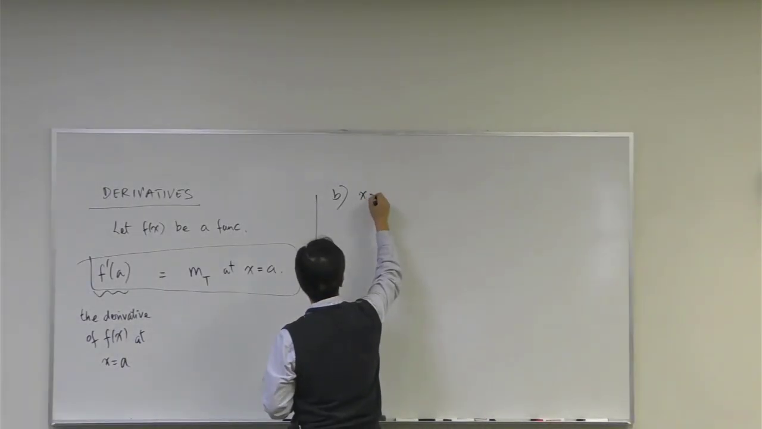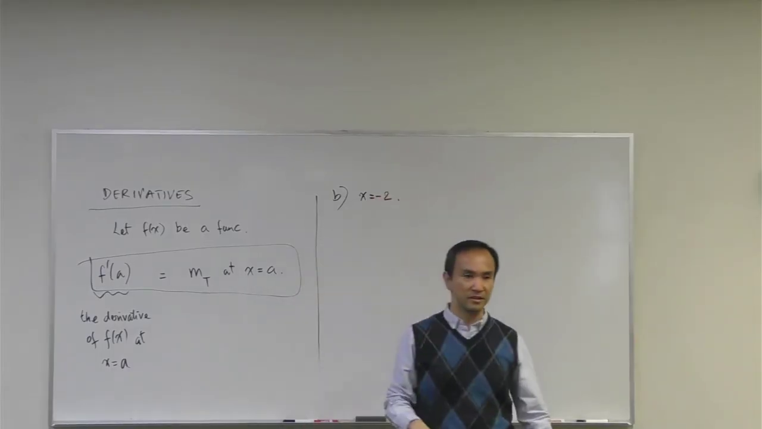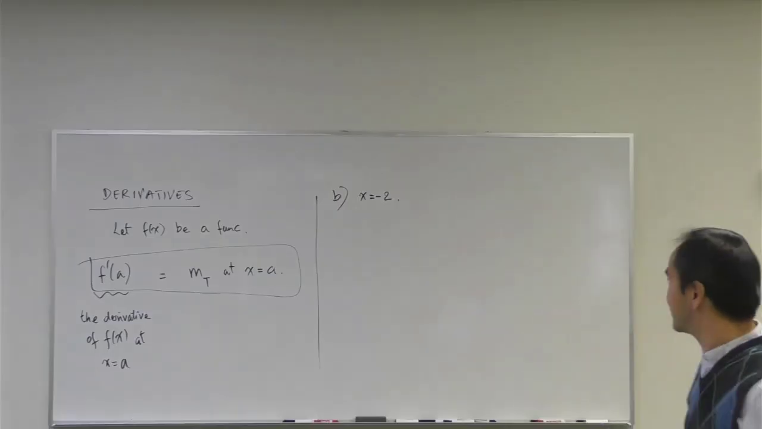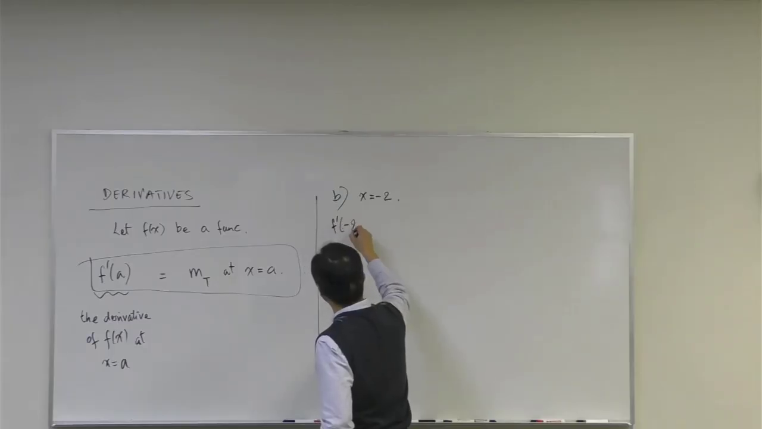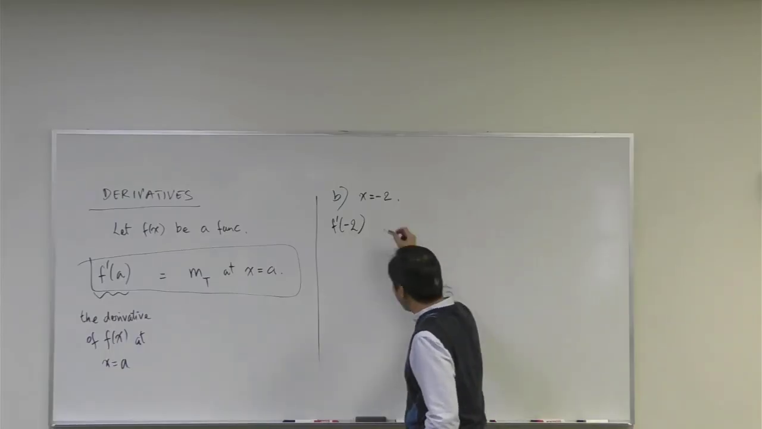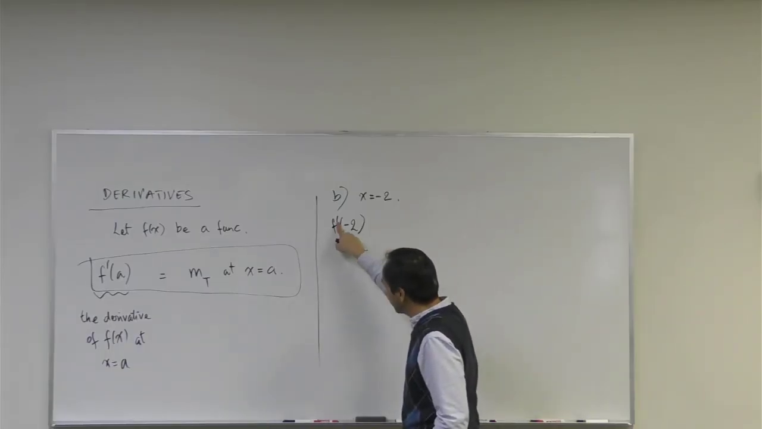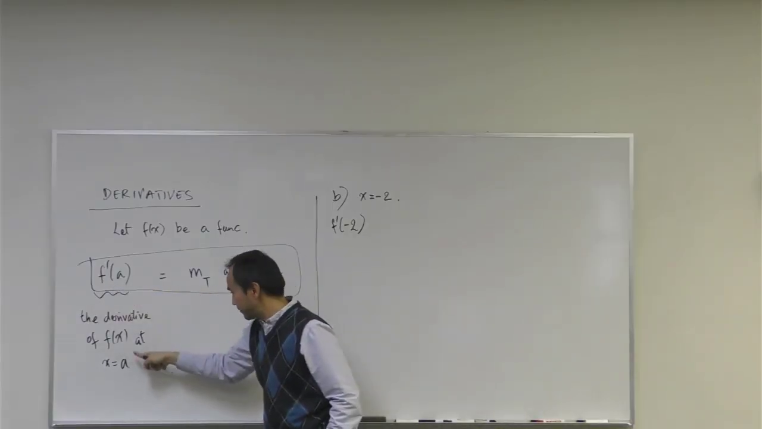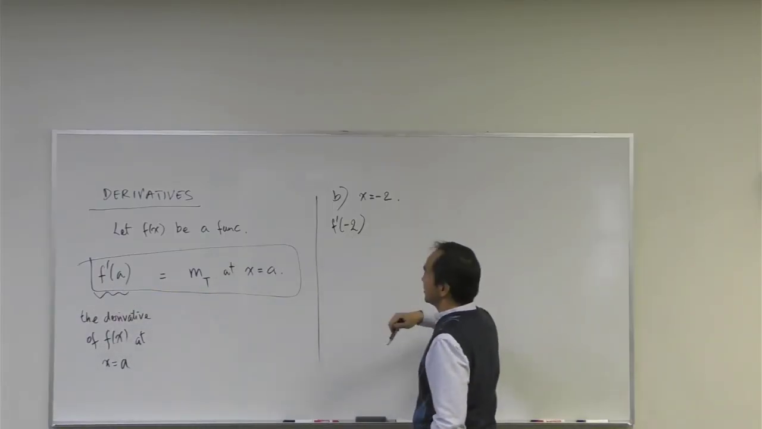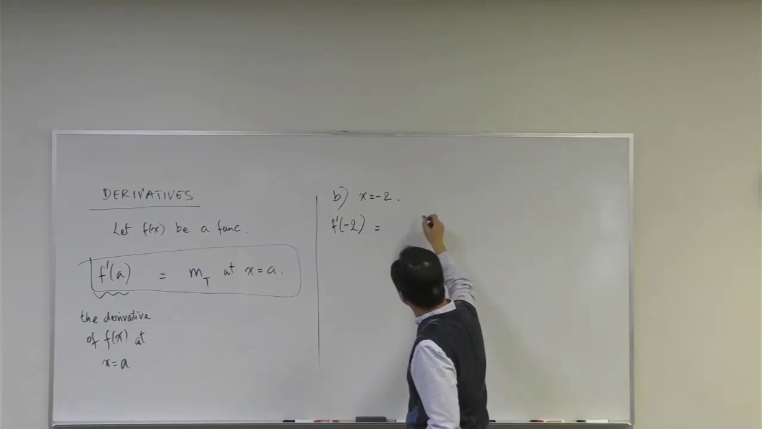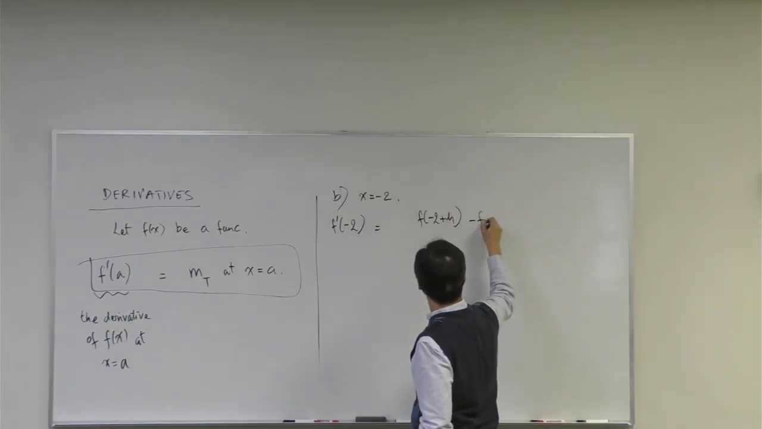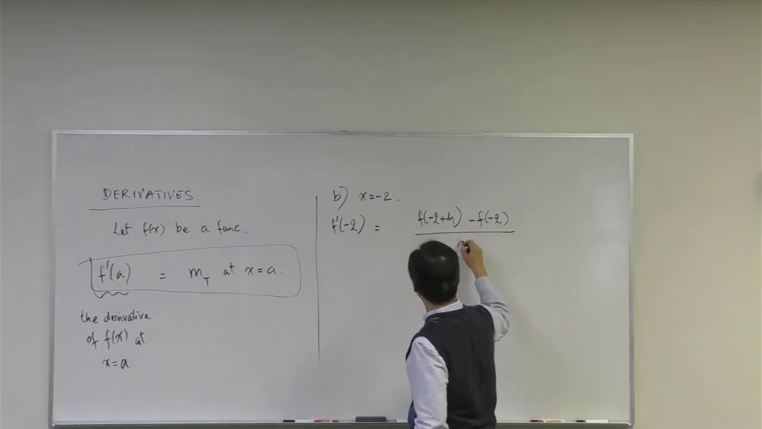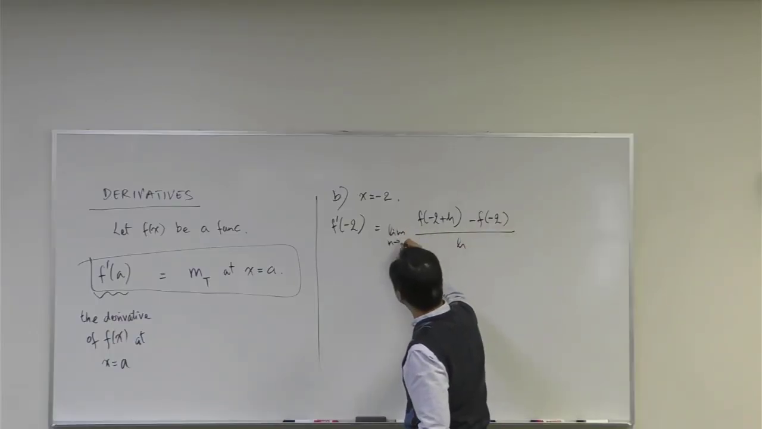Now x equals -2, the exact same instruction. We want to find f prime, the derivative of the function at x equals -2, meaning we're looking for f prime at -2. So again, the starting point: we're asking for the derivative of the function at -2. The way we find that is f of -2 plus h, minus f of -2, dividing that difference by h, and we take the limit as h goes to 0.